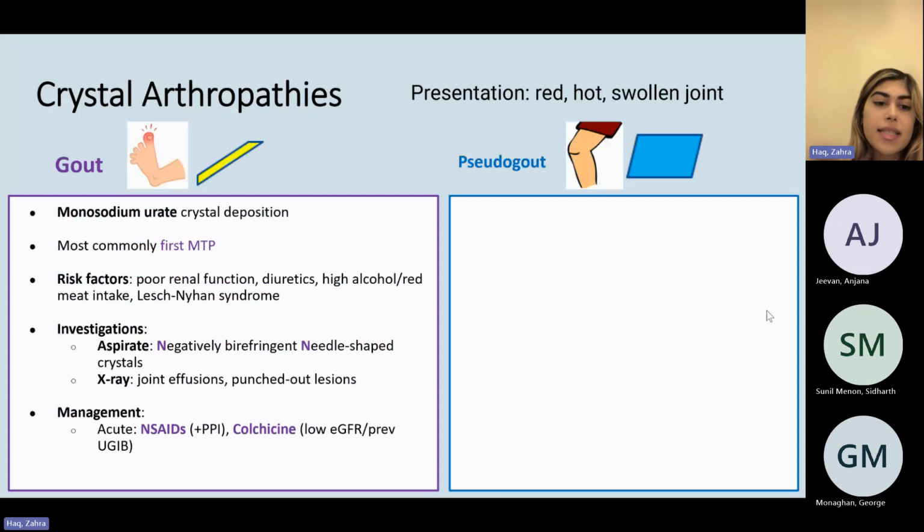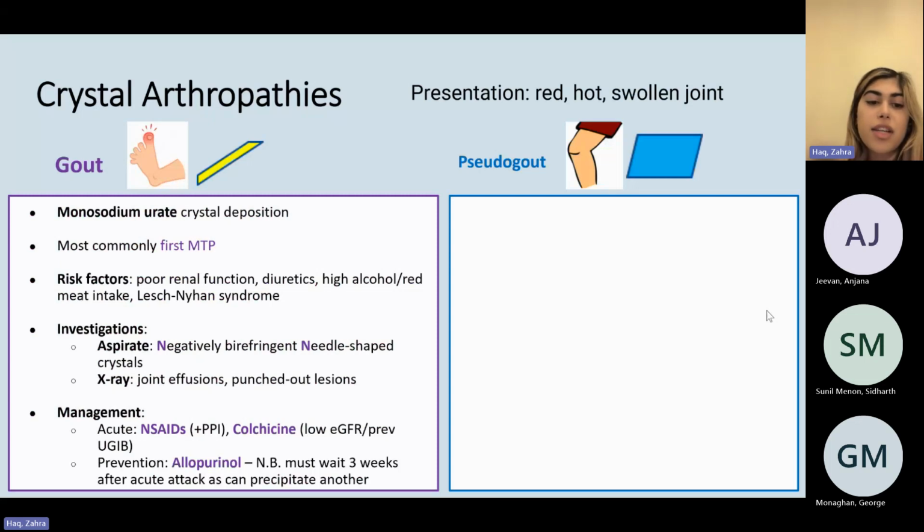The management for acute presentations, which are extremely painful, is NSAIDs, such as naproxen, or colchicine, and a PPI, of course, because we need to use gastroprotection whenever we prescribe an NSAID. And if the patient has a low eGFR, we need to confirm this before we give colchicine too. Okay, and then in terms of prevention of attacks, we'll give allopurinol.